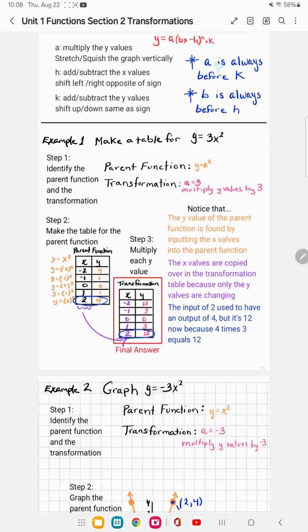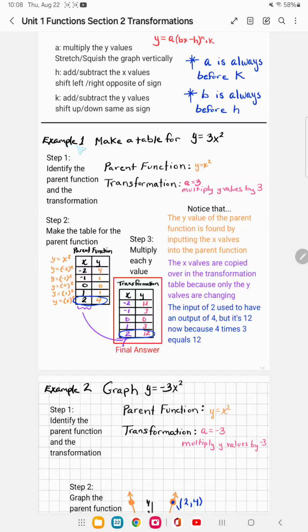One thing to note here is that a has to go before k. A is multiplication to the y values. K is adding and subtracting to the y values. And order of operations tells us that multiplication comes before subtraction. The same thing is true with b and h.